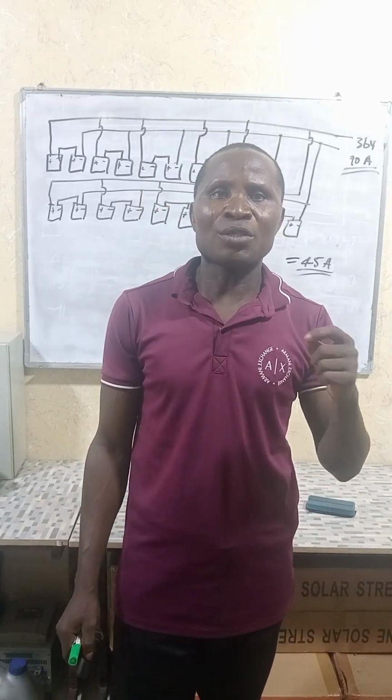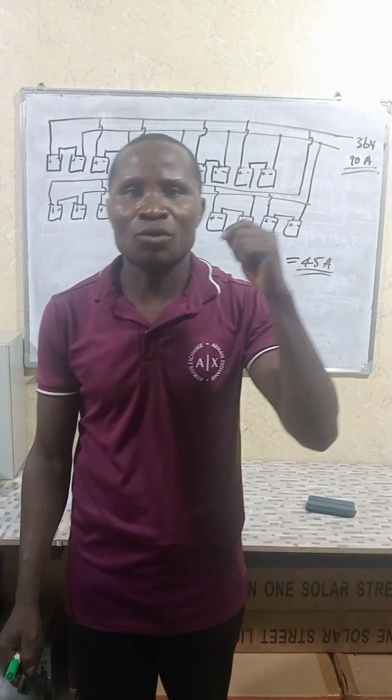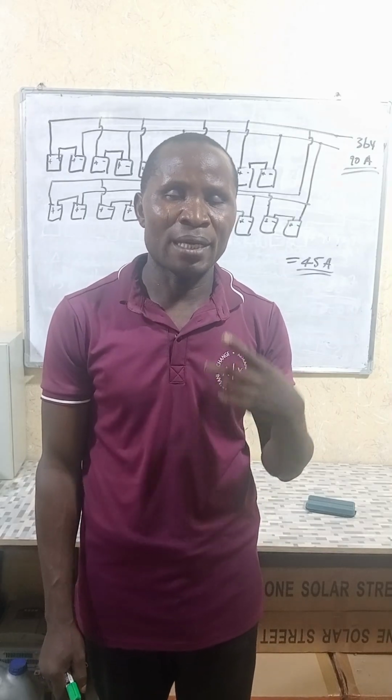Number four, MPPT reduces the wiring costs, allowing the higher input voltage connecting panels in series, but PWM does not allow that. The wiring cost is more for PWM than MPPT. Then number five, the last but not the least, is what? Better performance in low light.